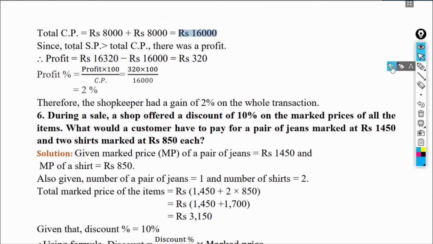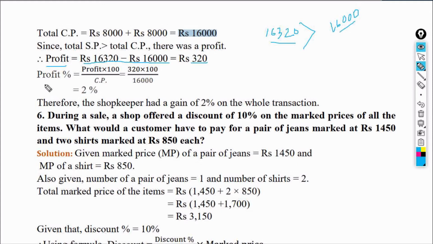Then you will find that 16,320 is more than 16,000. This is more than this. Then obviously here is profit, and profit equals SP minus CP, and that is equal to rupees 320.